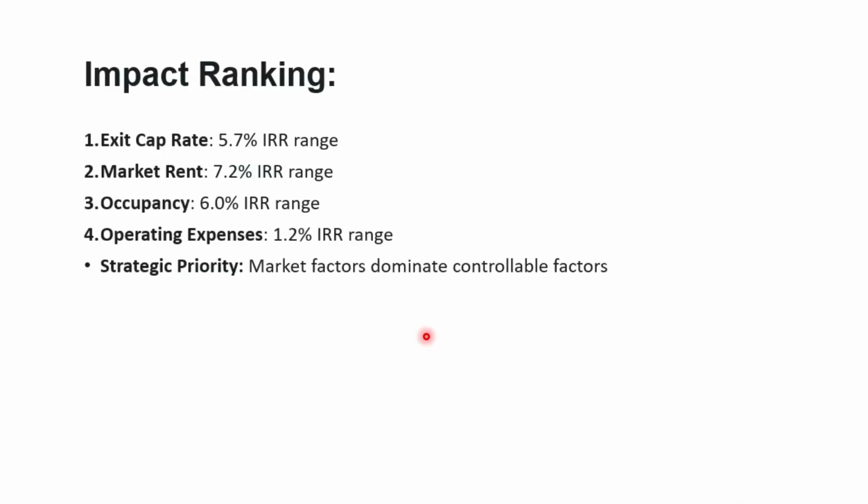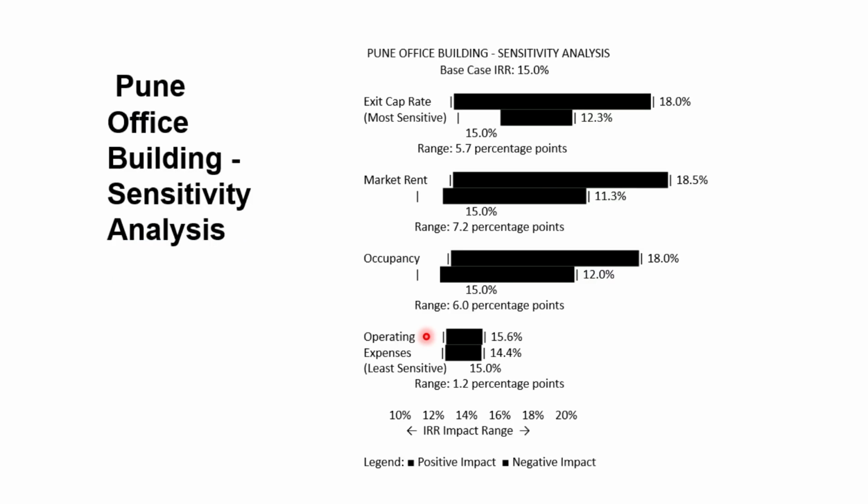Then we go to the tornado chart. Now, the exit cap rate shows the widest range at 5.7 percentage points, making it our most sensitive variable. Market rent follows closely with a 7.2 percentage point range. And then we have operating expense registering just a very small 1.2 percentage point impact. So the strategy priority is clear. We have market factors dominating controllable factors.